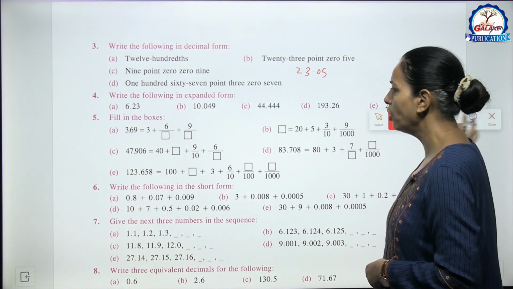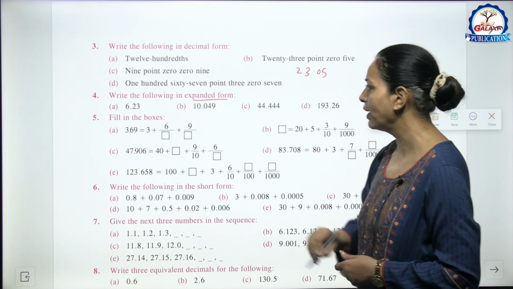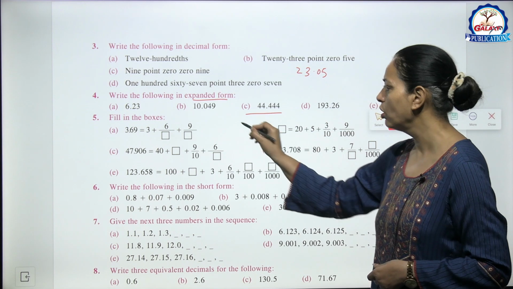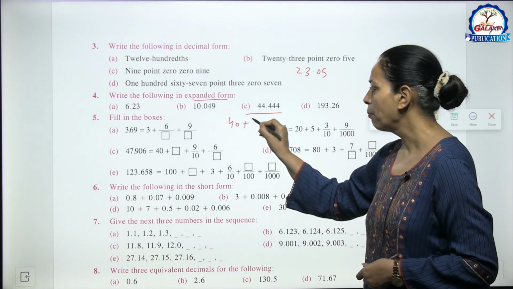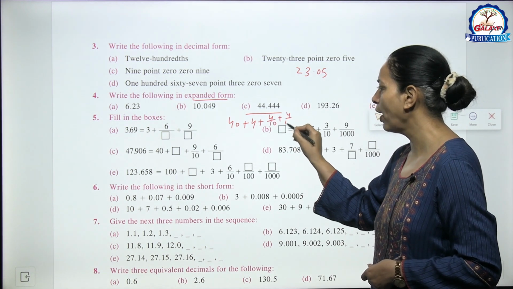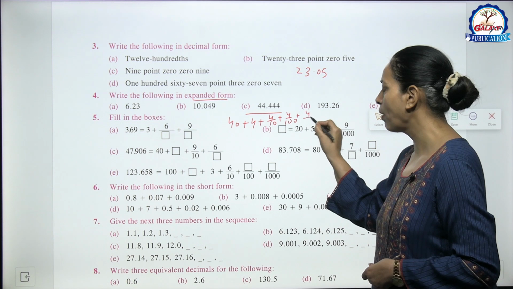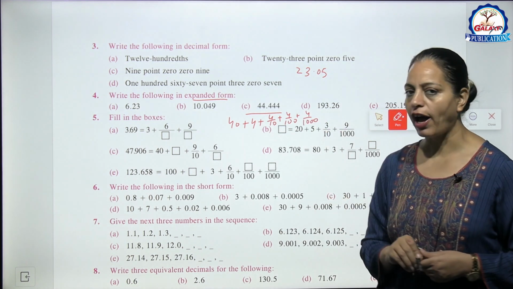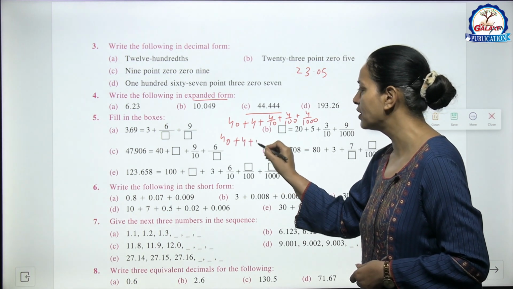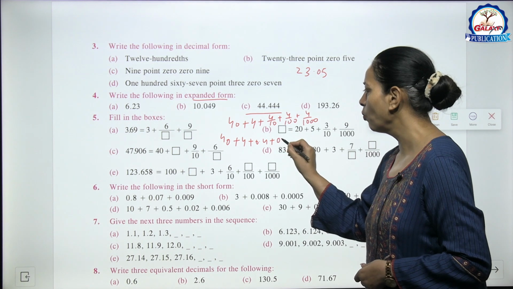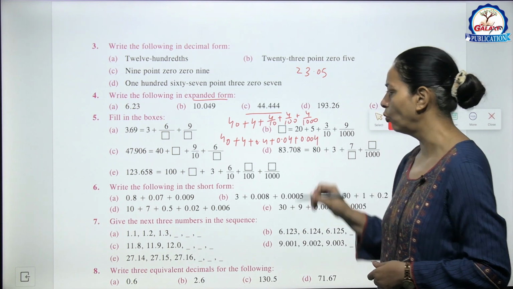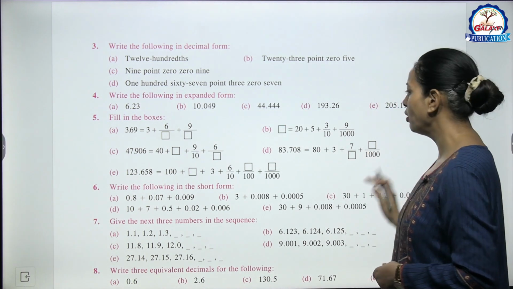Now the fourth question, write the following in expanded form, like C part, 44.444. So how will you write it? 40 plus 4 plus 4 by 10 plus 4 by 100 plus 4 by 1000. This is the fraction form. How will you write it in decimal form? 40 plus 4 plus 0.4 plus 0.04 plus 0.004. Okay. Similarly, you can try the remaining parts.